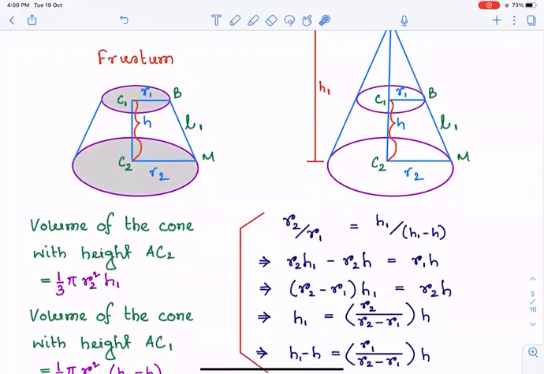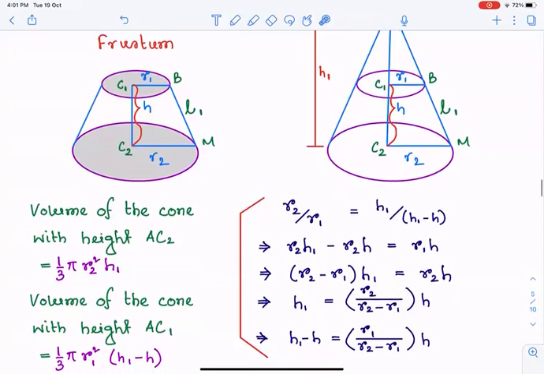From this, we can have cross multiplication to get R2h1 minus R2h is the same as R1h1. That is R2 minus R1 into h1, taking the terms to this side. R2 minus R1 into h1 is equal to R2h, or h1 is found as R2 by R2 minus R1 times h. So h1 minus h will be R1 by R2 minus R1 times h.